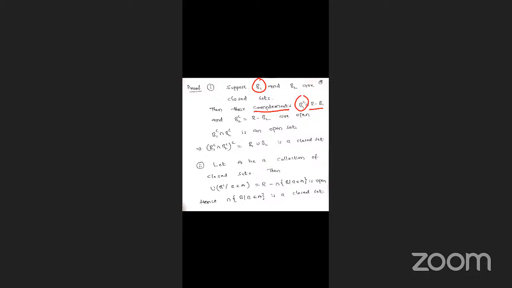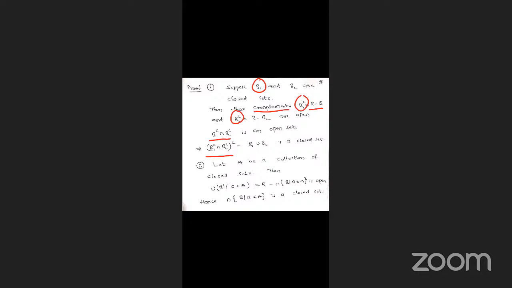And again, B2 complement. B2 is a closed set, so B2 complement is an open set. You can write here R minus B2 are open. Here B1 complement intersection B2 complement is an open set. We want to prove here closed set.